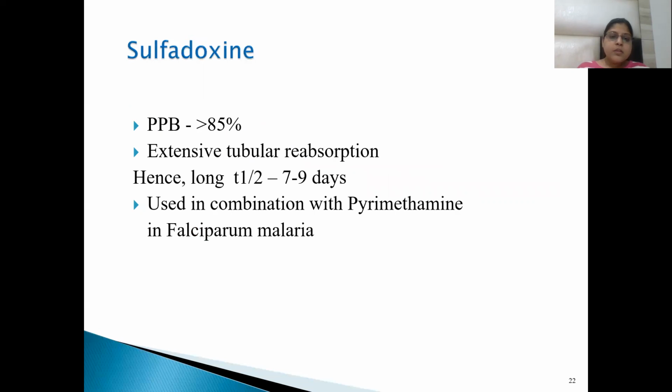Sulfadoxine is more than 85% plasma protein bound, with extensive tubular reabsorption, hence a long half-life of 7 to 9 days. It is used in combination with pyrimethamine in falciparum malaria. In falciparum malaria, it is combined with pyrimethamine, and it is used in the malaria treatment.